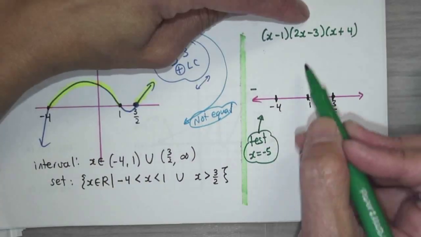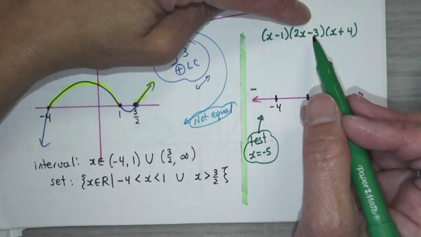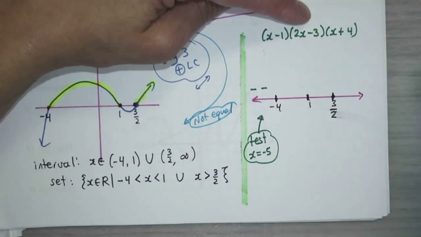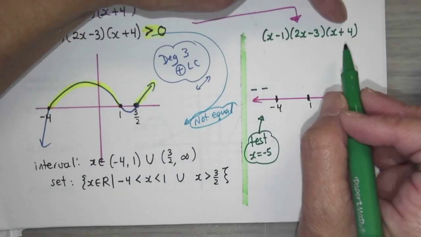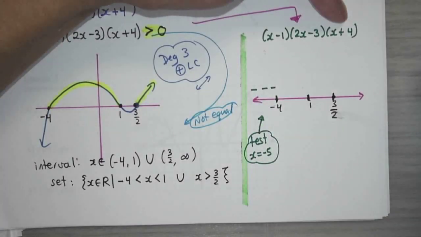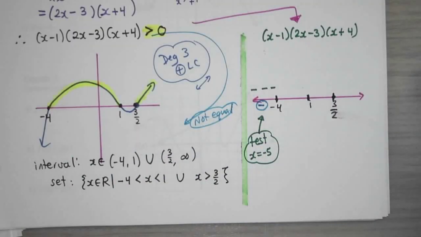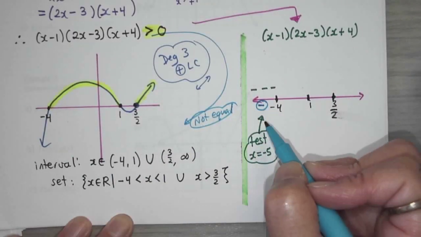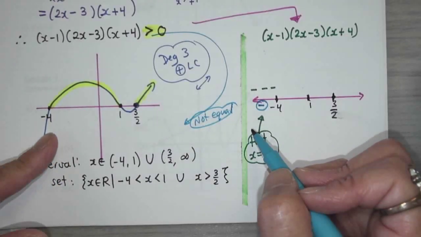So I would test the -5 in the second factor. 2 times -5 is -10, minus 3, negative number. I know it's -13. I don't care about the value, just the sign. Times the last one, -5 plus 4 is -1, I just care about the sign. 3 negatives times each other gets me a negative. So for sure it's a negative number. I don't know what the number is, but I know that the graph would be somewhere down here. Does that match? Yeah, the graph would be somewhere below the x-axis.